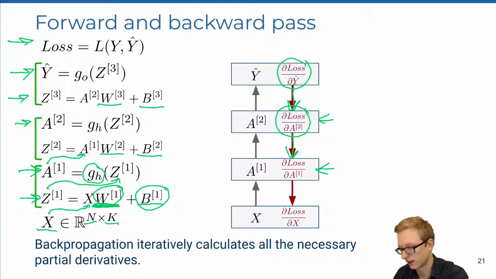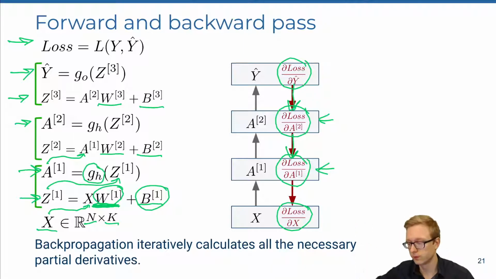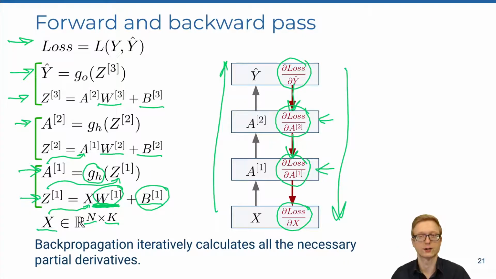Then we use this to calculate the partial derivative of the loss with respect to the first hidden layer. And finally, we can calculate the partial derivative of the loss with respect to the input as well. So we don't have to do the full calculation each time. We break this calculation down and move through the network in a backwards direction. So our forwards pass starts from the input and moves to the output. Our backward pass starts from the output and moves to the input while calculating these partial derivatives.